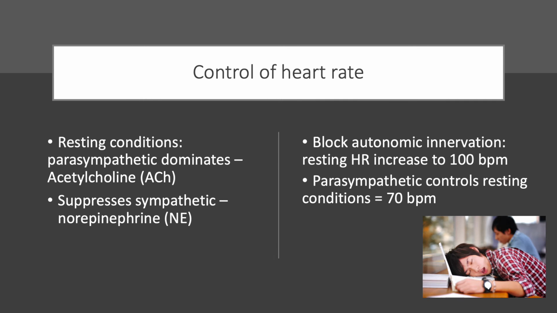So actually, what we would see if you were to block autonomic innervation completely to the heart, including that parasympathetic innervation, the resting heart rate increases to about 100 beats per minute because we don't have that parasympathetic dominance. But when we add in that parasympathetic control, that's what brings our resting heart rate down to about 70 beats per minute. So that's kind of just an FYI, just so you know in case that comes up.